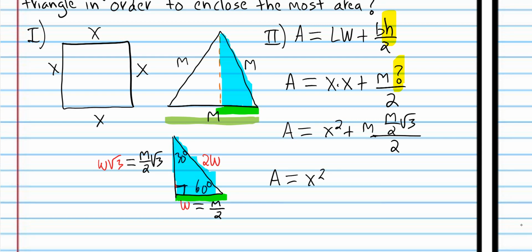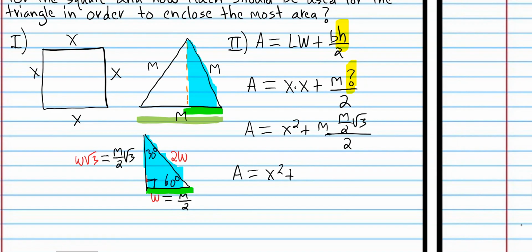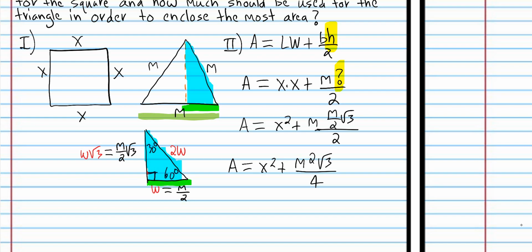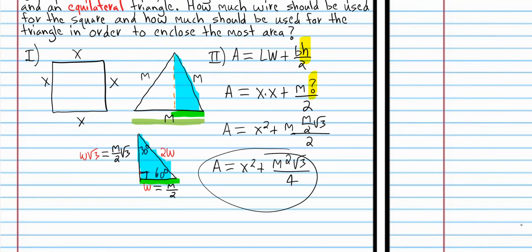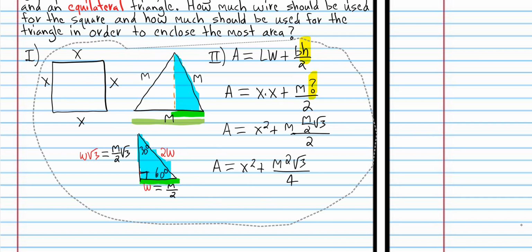So we have x squared plus, and we're going to simplify this. That's a complex fraction. You should be able to deal with that complex fraction. We get m squared root 3 over 4. Okay, so at this point we have our equation for area, but we have a big problem. We have 2 variables on the right side of the equation. We're not allowed to have 2 variables on the right side of the equation.